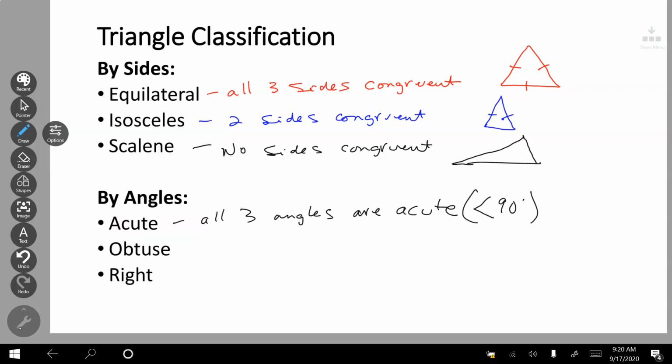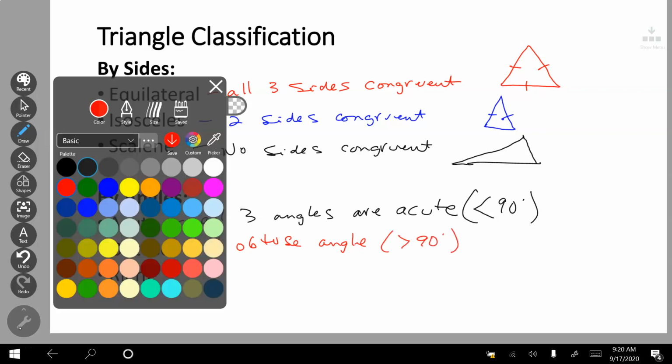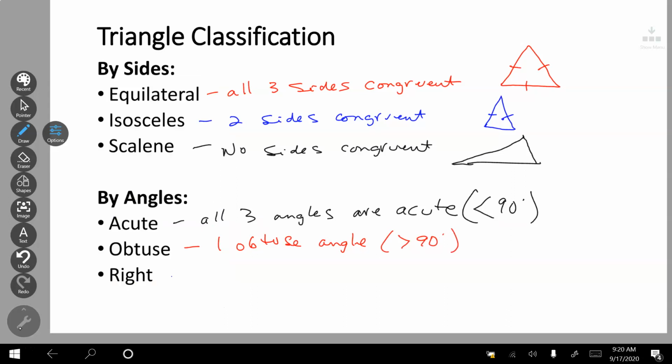The second way is obtuse. That means I have one obtuse angle, and obtuse means greater than 90 degrees. And then finally a right triangle, which means I have one right angle in the triangle. That means it has to equal 90 degrees.